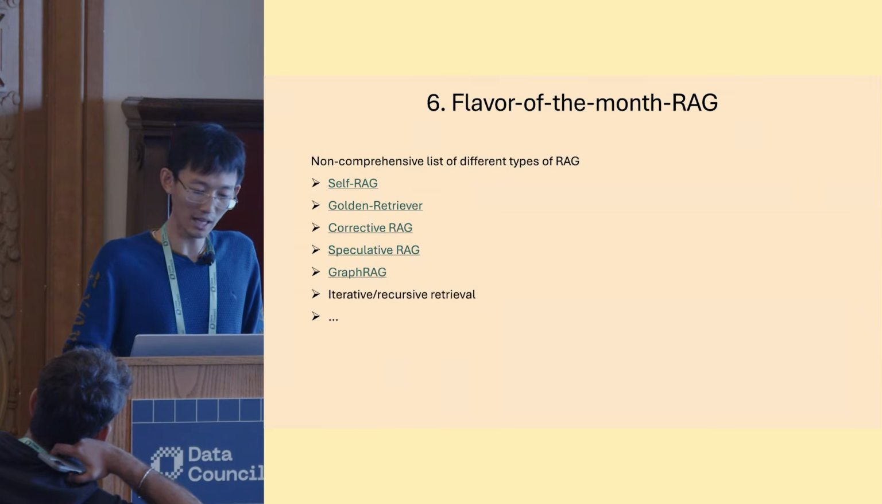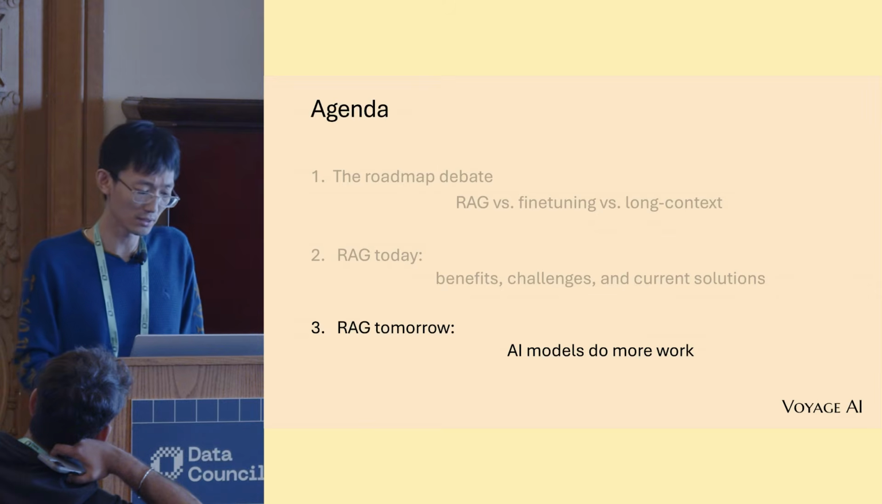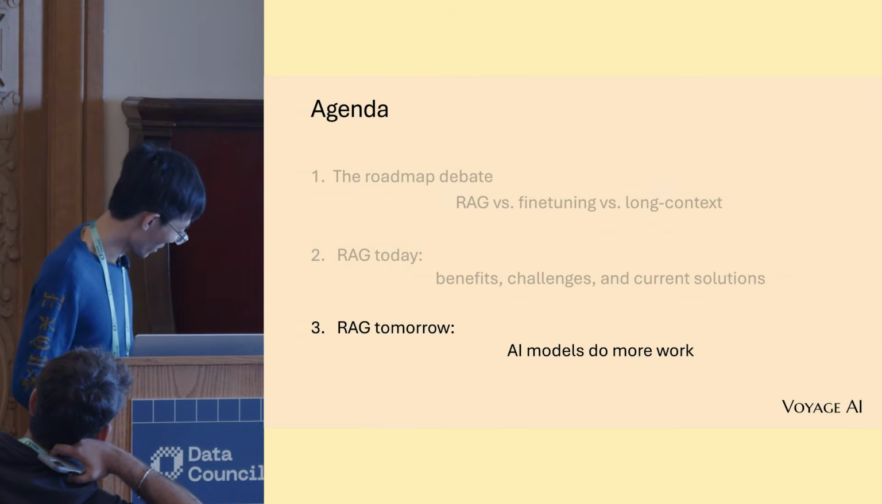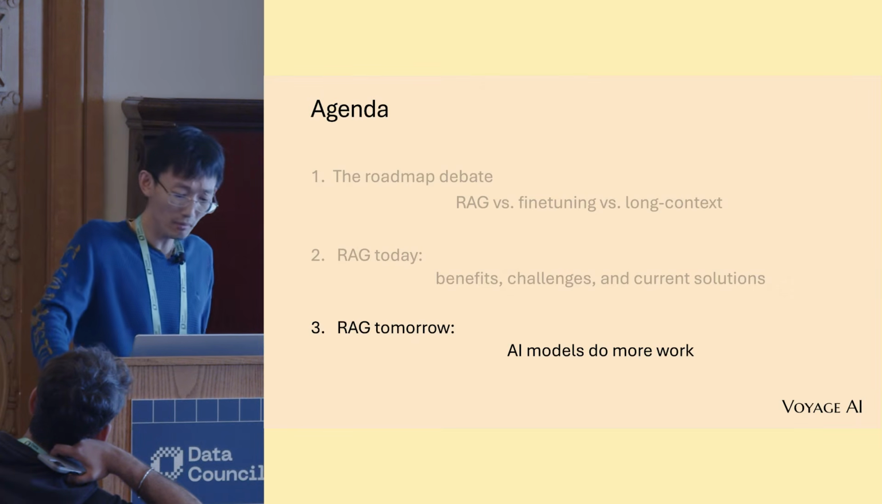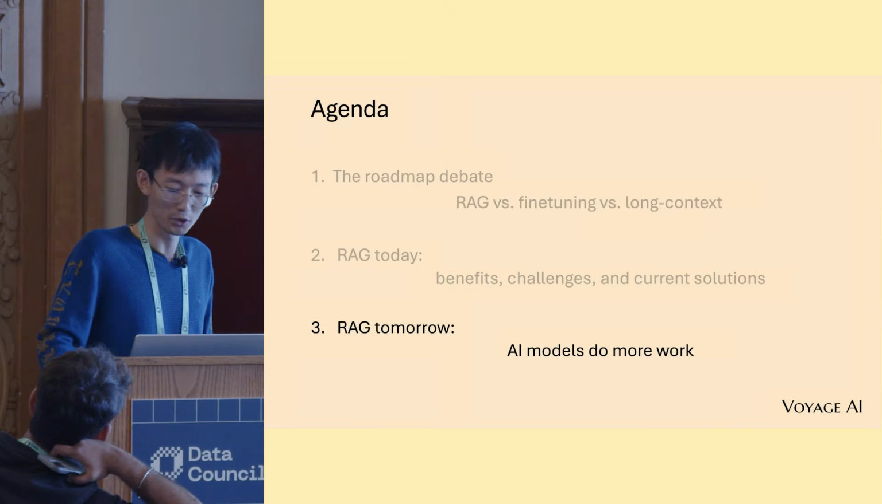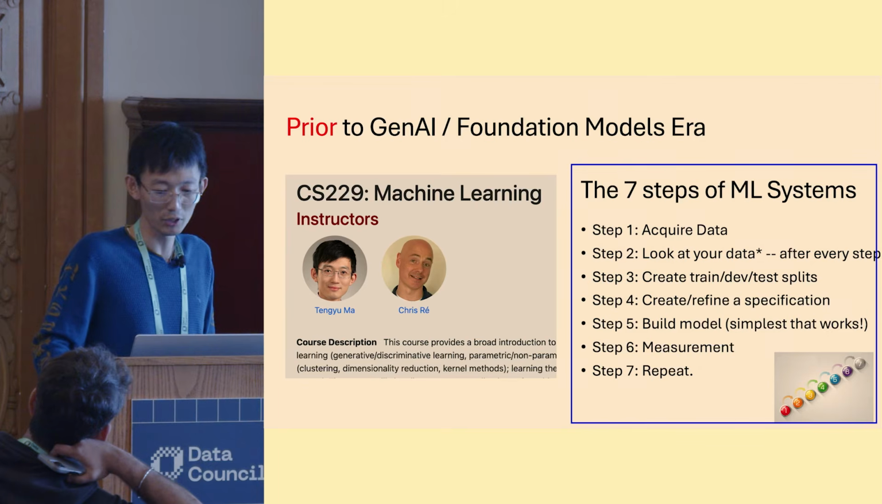So that's what I see as the general landscape of RAG these days. And I'm going to spend the next 13 minutes or so to talk a little bit about what I see as the future. My one-liner is that AI models need to do more work. Let me try to build a case here.